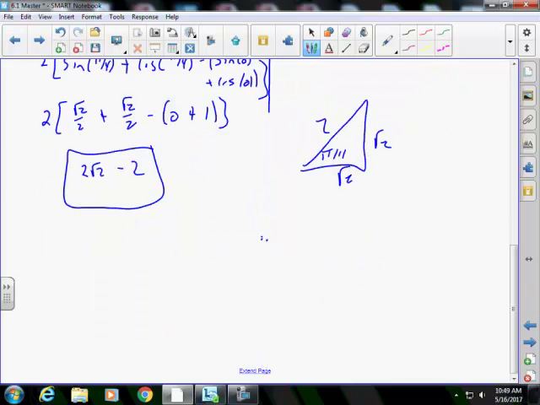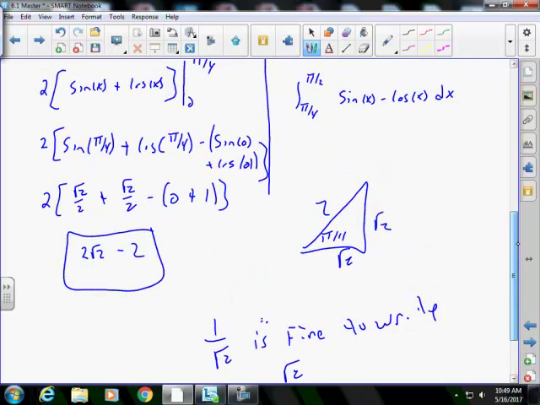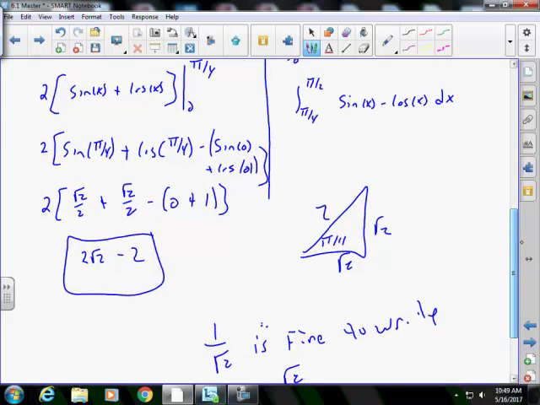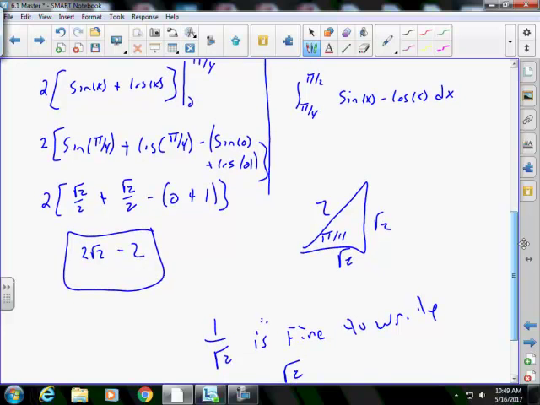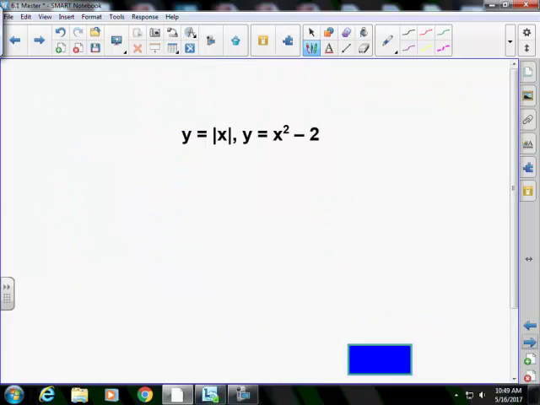Just a quick note. In this class, 1 over the square root of 2 is fine to write. You don't have to rationalize and give me square root of 2 over 2. It's okay to leave square roots in the denominator. So the answer for this one, again, I forgot to evaluate the sine of 0 and the cosine of 0. Turns out to be square root of 2 times the square root of 2 subtract 2. We're almost done. We have 2 more problems left to work out.